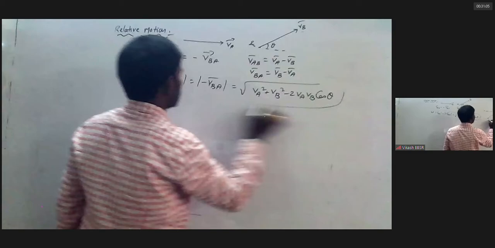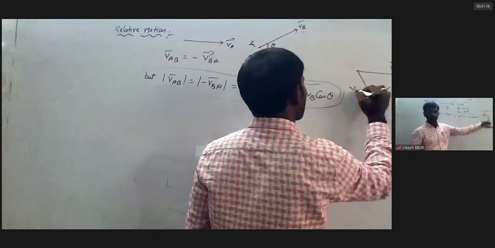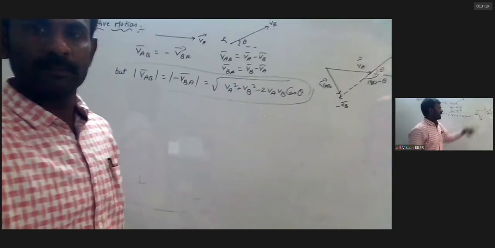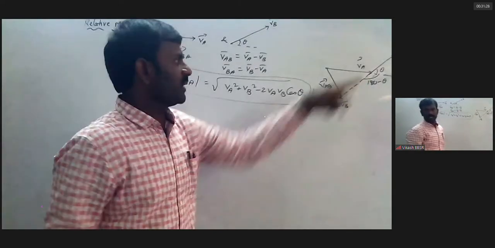This is the minus VB bar. What is the angle between both? 180 minus theta. This is the VA bar. So the angle between the VA bar and minus VB bar is 180 minus theta. Cos of 180 minus theta is minus cos theta. That's why it is written like this. Got all that?